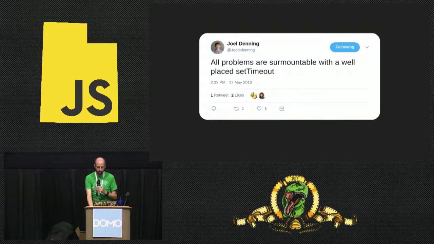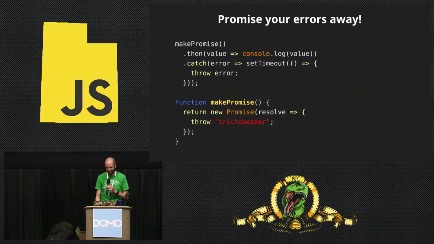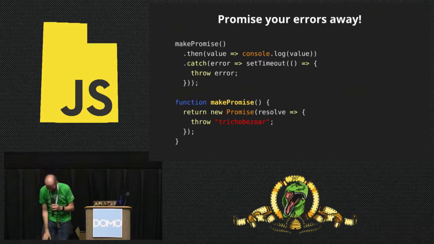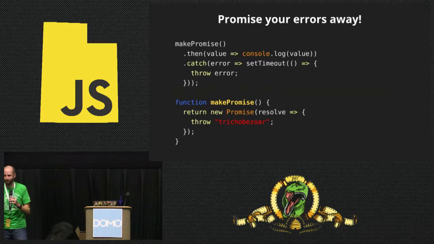So I have a friend, Joel Denning, who once stated that all problems are surmountable with a well-placed setTimeout. So yes, this will show up in window.onerror. But is that not horribly ugly and disgusting? That sucks. Well, your stack trace is not actually worthless, because where the error is created, oh wait, yes it is. Sorry. I totally gave away my punchline here.